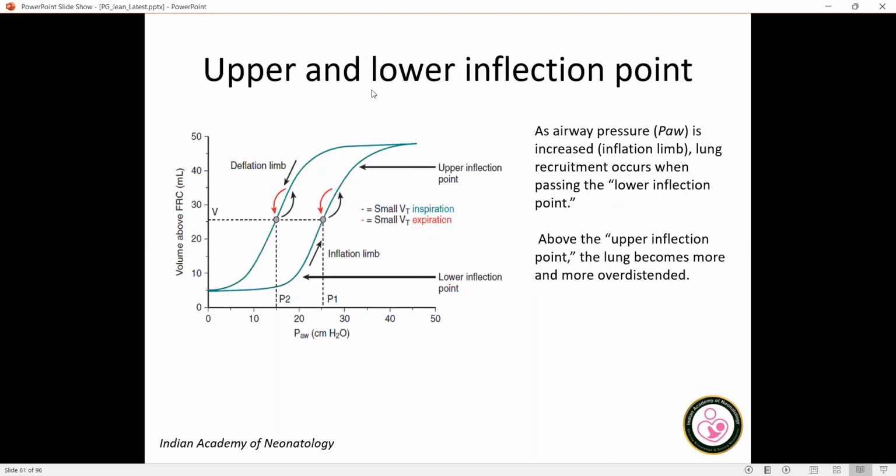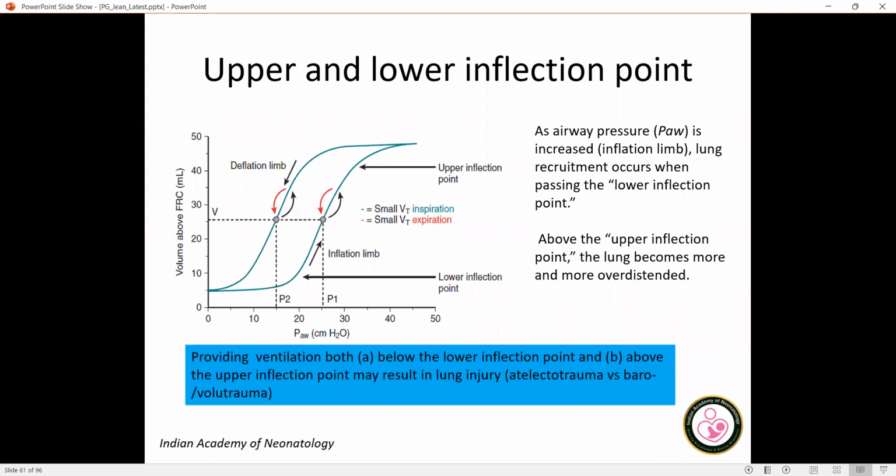Another important concept is the upper and lower inflection point. When the airway pressure is increased, lung recruitment will occur when it is passing the lower inflection point. But when we are going here, crossing the upper inflection point, actually we are giving more pressure and the lungs are becoming more distended. There is not much change in volume. So our ventilation should be between here and before here.